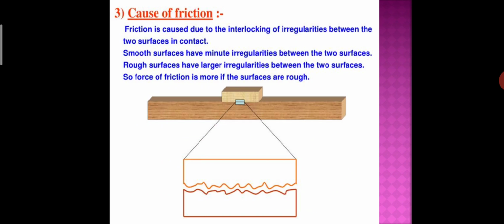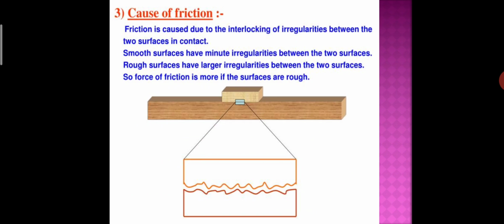Smooth surfaces have minute irregularities between the two surfaces, whereas rough surfaces have large irregularities between the two surfaces. Okay, so the force of friction is more if the surfaces are rough. Understand students?